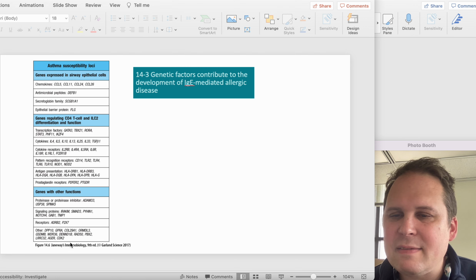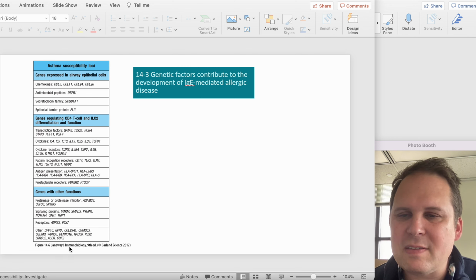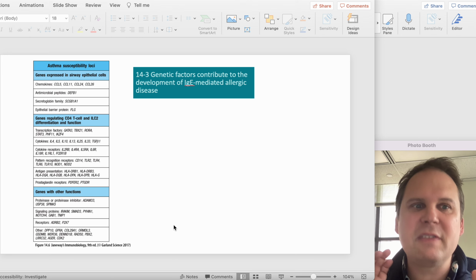Honestly, there's a story behind every one of these things. Got some kinases that are involved in the immune system, like CDK2, cyclin-dependent kinase, and a bunch of other stuff.